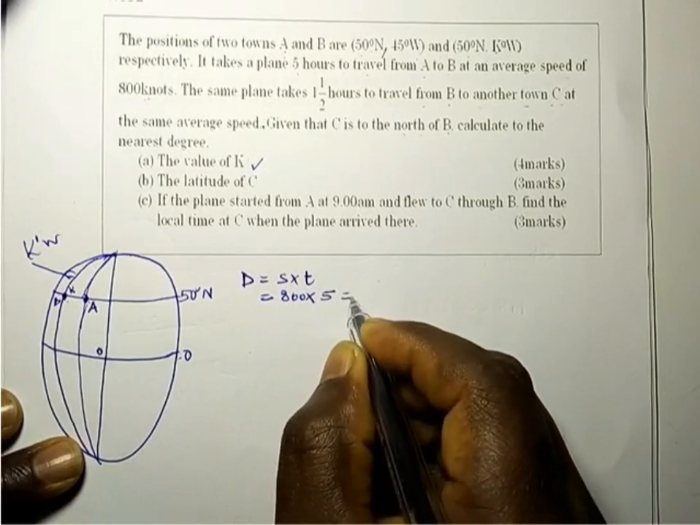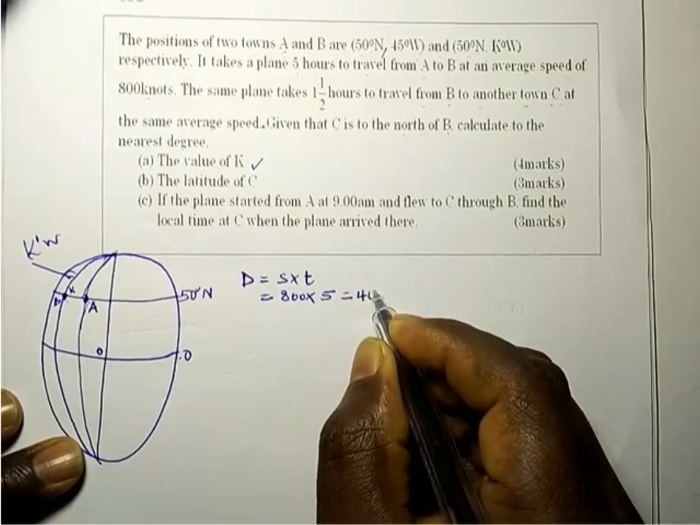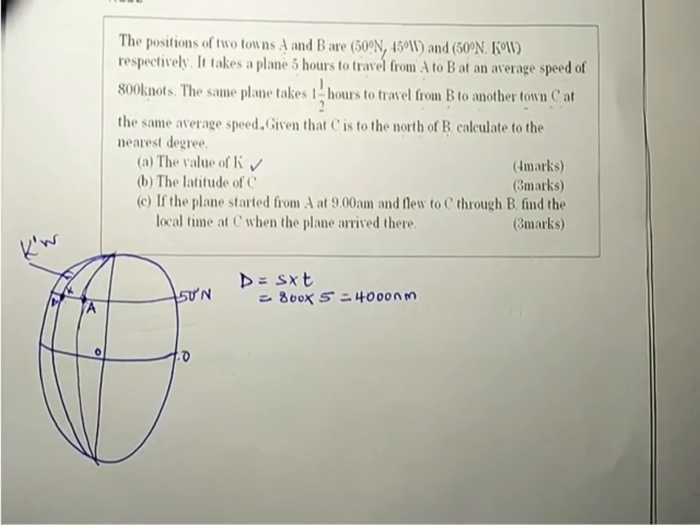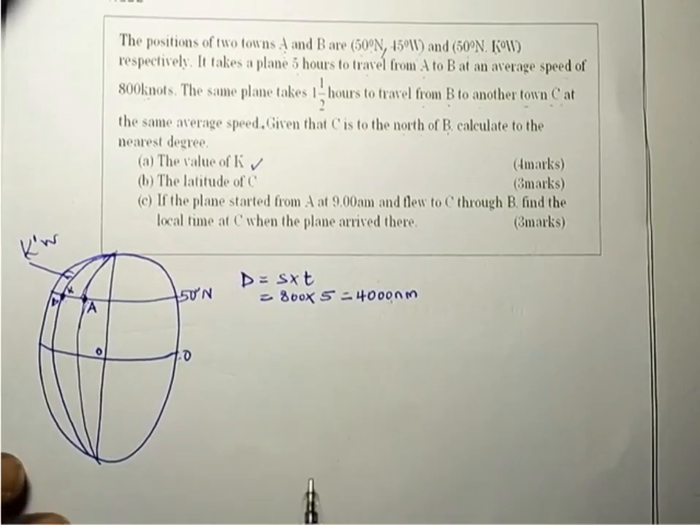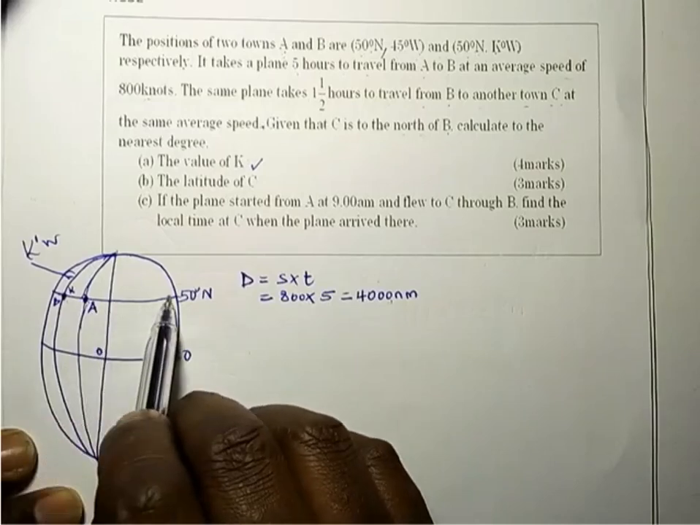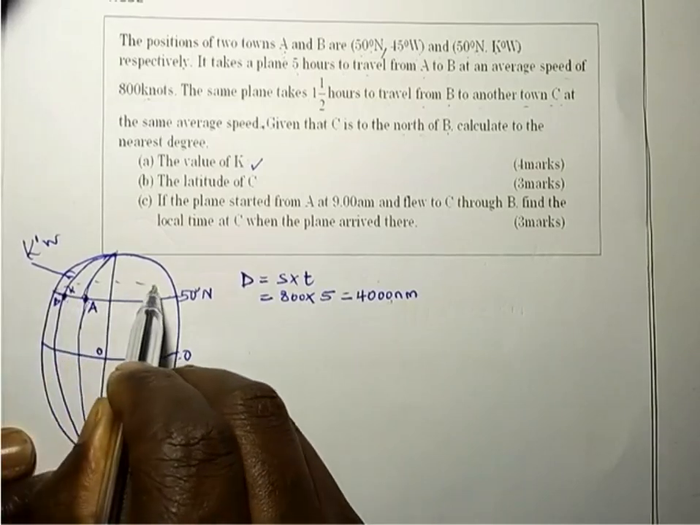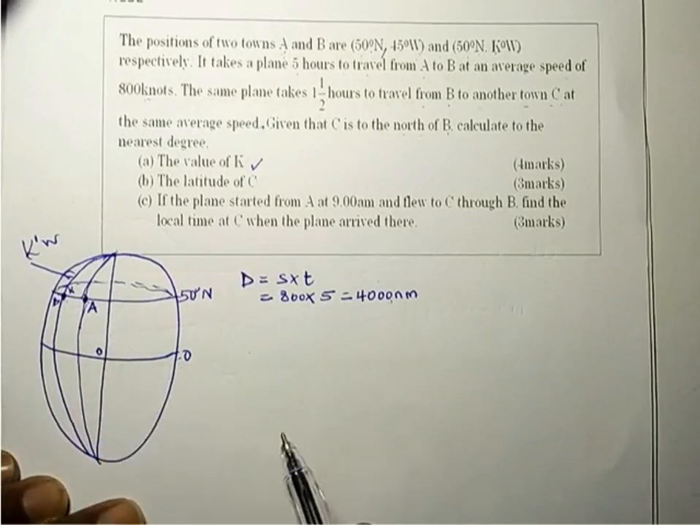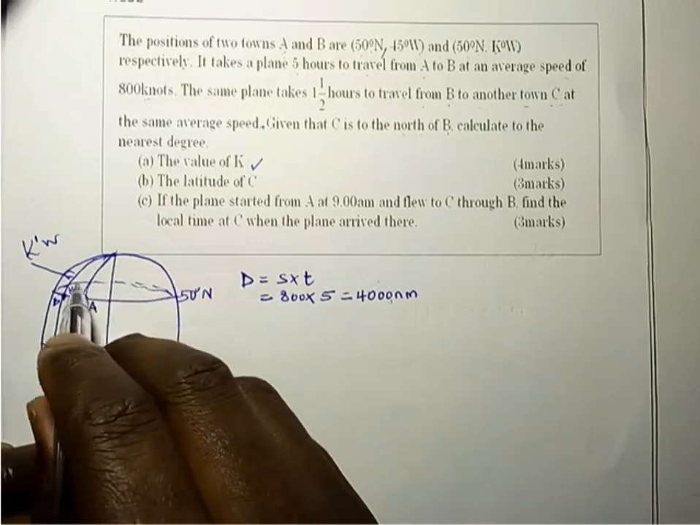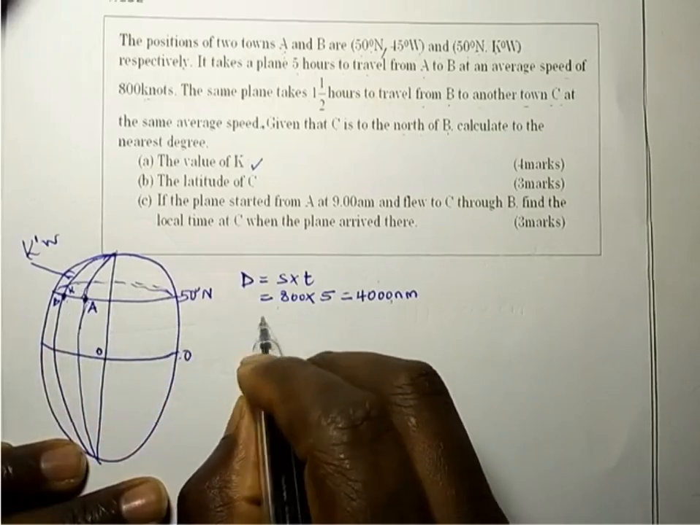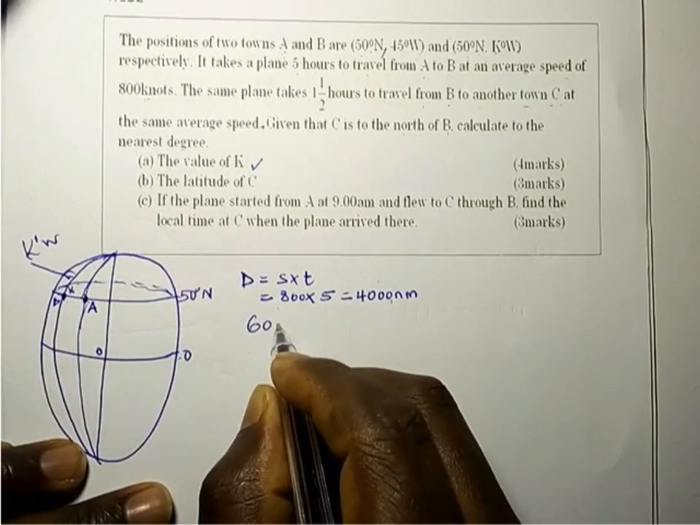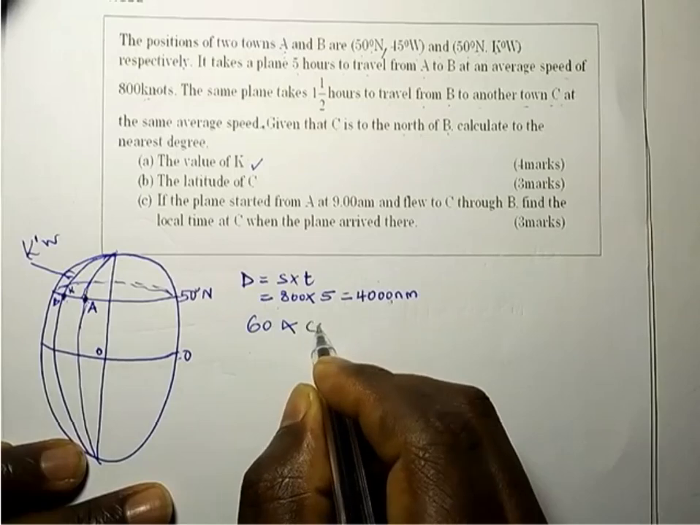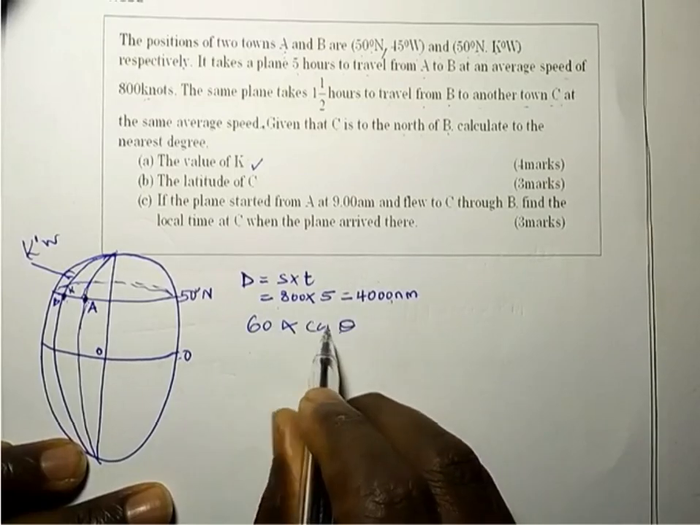And this one gives us 4,000 nautical miles. So we have been given distance in nautical miles. Ask yourself, is this a small circle or a great circle? It is a small circle. So we know how to get the distance of a small circle in nautical miles. That is 60 times the change, cos theta, where theta is the latitude.